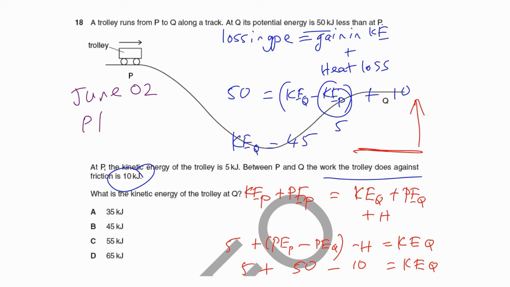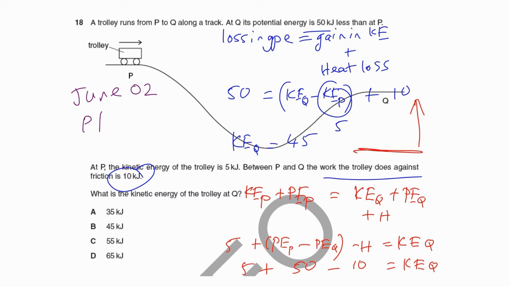So when we say loss in GPE, they already told us that the PE at Q is 50 kilojoules less than at P. So the loss in GPE will be 50. Now the gain in KE, obviously the KE here is going to be bigger than the KE here. So you're going to take KE at Q, subtract the KE at P. Now heat loss due to friction will be 10. So now you substitute the KE of P as 5 kilojoules inside here, and then you can bring this and this over and find the KE at Q. But there's a second way.